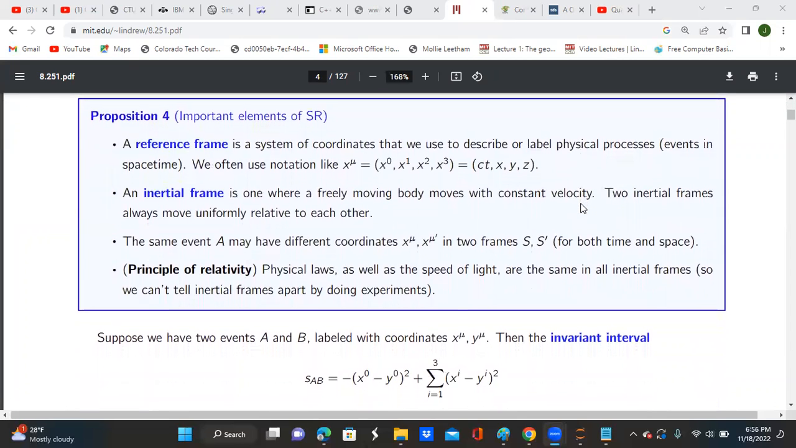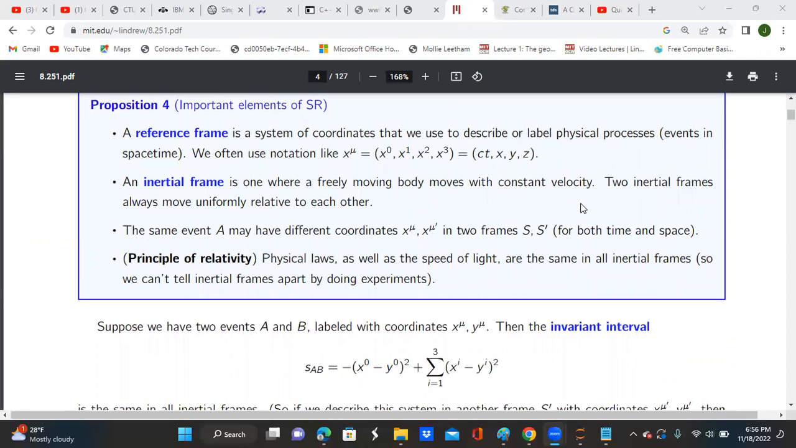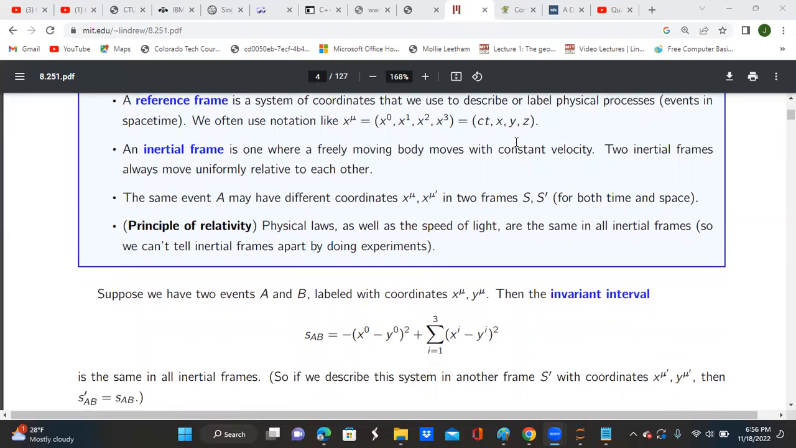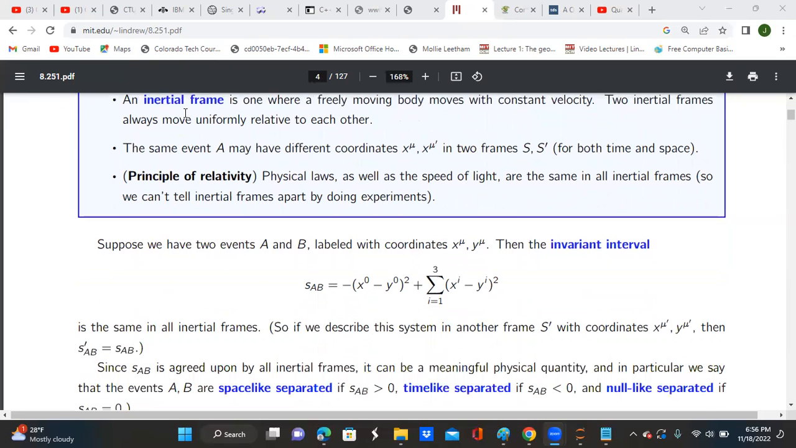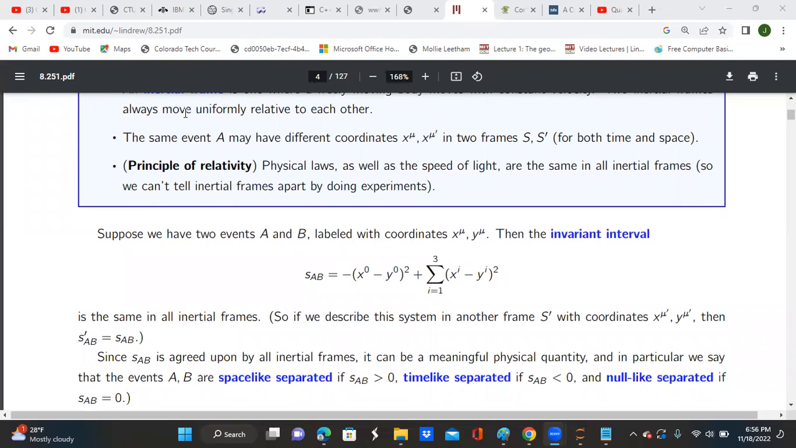A reference frame is a system of coordinates that we use to describe or label physical processes, events in space-time. We often use notation like x^μ = (x^0, x^1, x^2, x^3) = (ct, x, y, z) respectively. An inertial frame is one where a freely moving body moves with constant velocity. Two inertial frames always move uniformly relative to each other. The same event A may have different coordinates, x^μ and x'^μ, in two frames S and S' for both time and space.